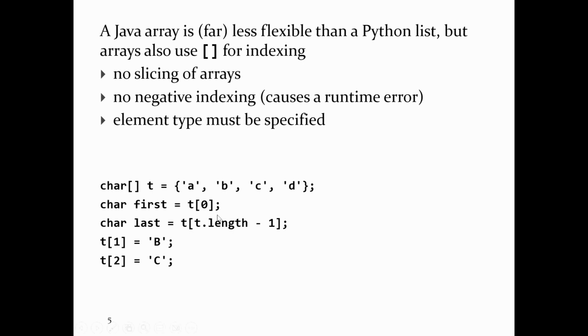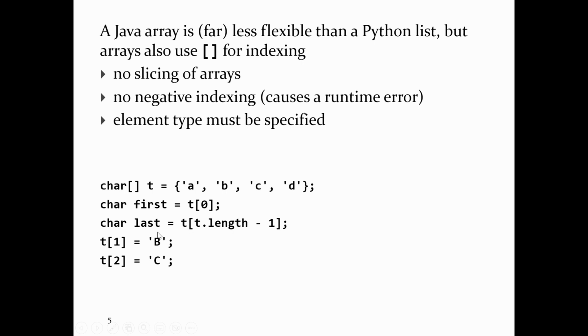If I want to get the first element out of the array and store it in a variable, well, I have to make the variable. So what are the elements in T? They're car. So I make a variable called first, its type is car, and I can assign the first element of the array to the variable first. So first is now the letter A.